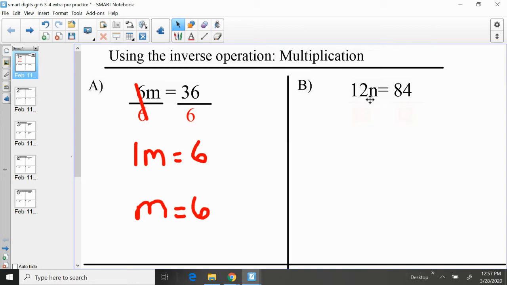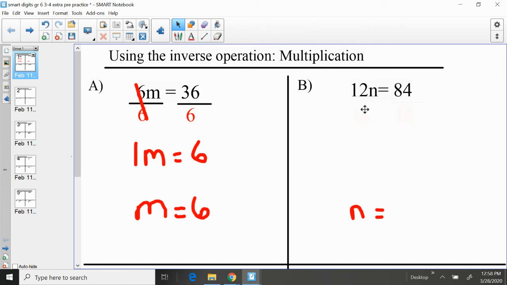So 12n equals 84. So 12 times what number equals 84? To figure it out, we do the inverse of multiplication, which is what? Division is correct. So we're going to divide because I want to know what this n equals. So n is going to equal something. N equals what? So here, to figure it out, I want to get rid of that 12 because I want to know what n equals, not 12n.